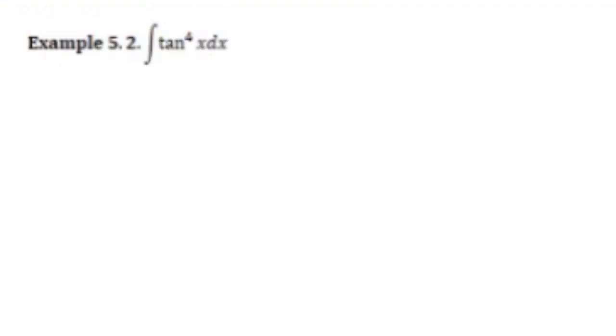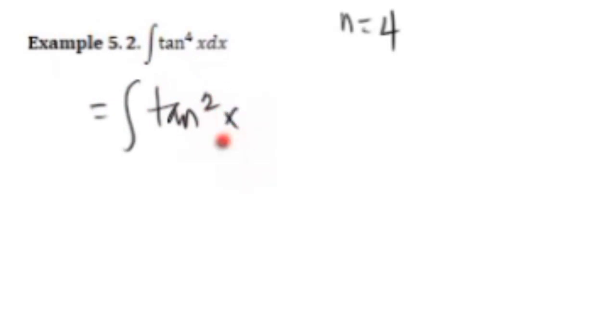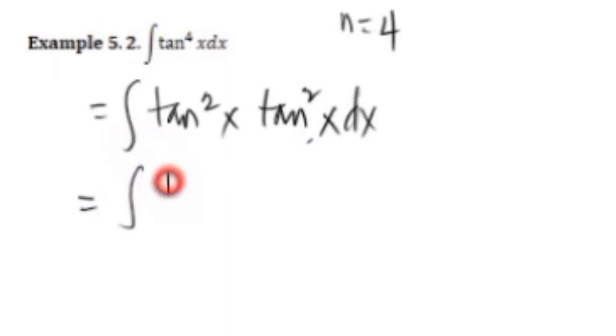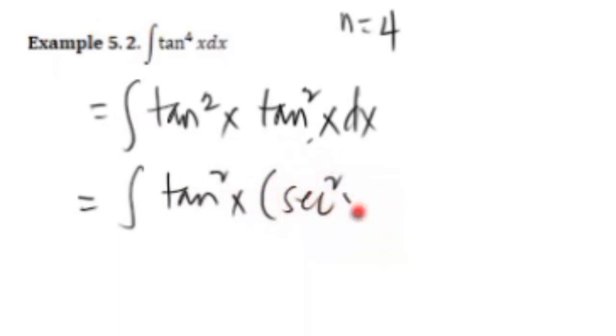Example 5.2, we have the integral of the tangent x raised to 4 dx. So in this case, your n is equal to 4 and that's greater than 1. So we factor out the tangent square and we would have tangent n minus 2, so it's square x tangent square x dx. Tapos yung pinactor out natin na tangent square, i-express natin in terms of secant, and we would have tangent square x multiplied by secant square x minus 1 dx.